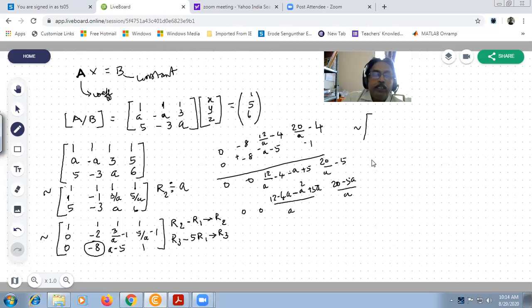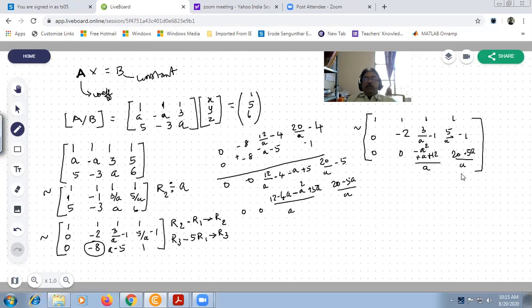We have found a matrix 1, 1, 1, 1, 0, minus 2, 3 by A minus 1, 5 by A minus 1, 0, 0, minus A square plus A plus 12 by A. This is 20 minus 5A by A.